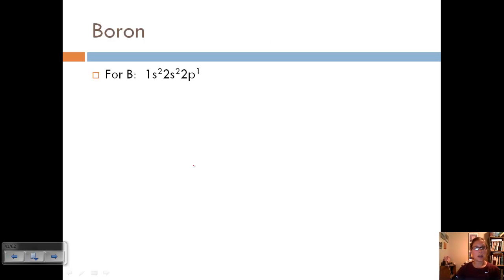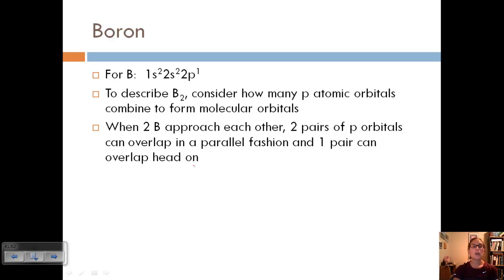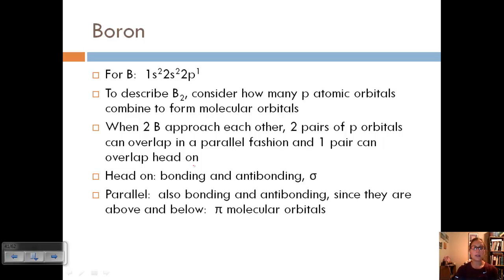Okay, so now we go to boron. Its electron configuration is 1s2, 2s2, 2p1. So now we have p orbitals as well. To describe the molecule B2, we need to consider how the p atomic orbitals combine in order to form molecular orbitals. When two borons approach each other, 2 pairs of p orbitals will overlap in a parallel fashion, and 1 will overlap head-on. The head-on overlap gives the sigma bonding and anti-bonding orbitals, and the parallel overlaps are also bonding and anti-bonding, but since they're above and below, we call those pi molecular orbitals.